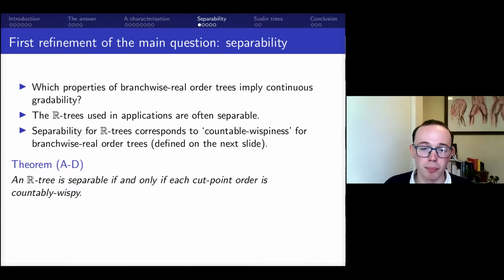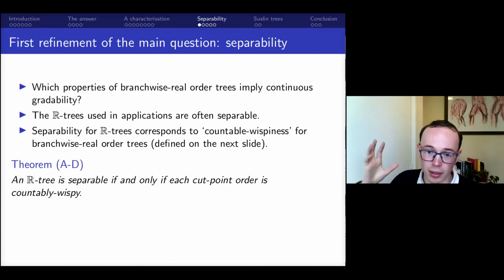The first such type of property that we're going to be looking at is inspired by the real-world applications of R-trees. R-trees which are used in applications are often separable. Now, separability is a topological property which applies to R-trees, but it has a correspondent on the order-theoretic side, a notion which I call countable wispiness. I'm going to define this on the next slide, but for now, what this third bullet point means is that an R-tree is separable if and only if each of its cut point orders is countably wispy. So separability for R-trees corresponds to countable wispiness for the partial orders.